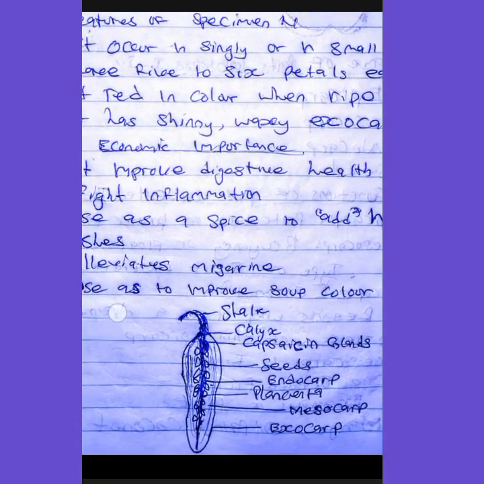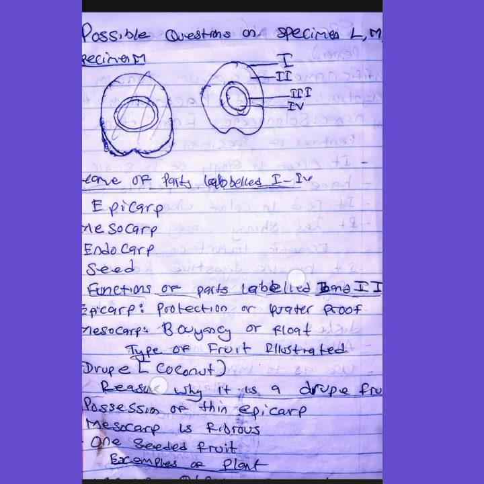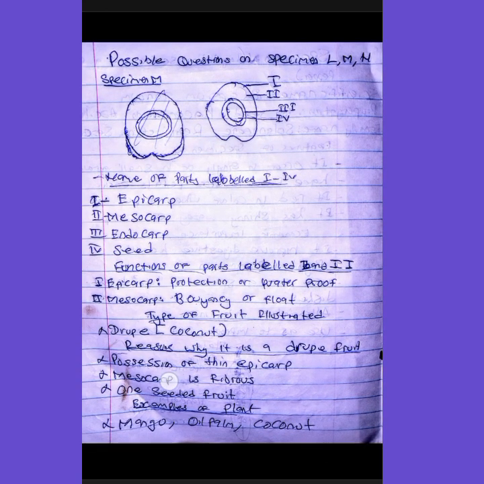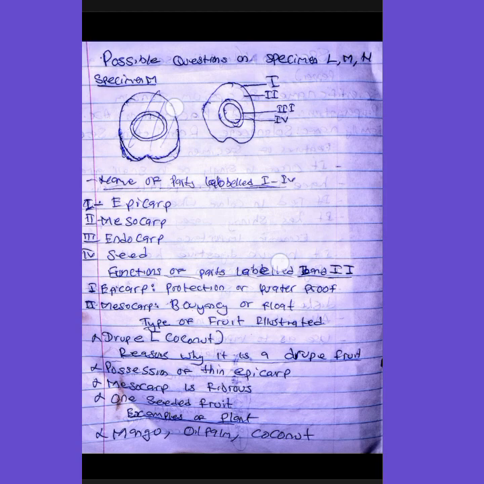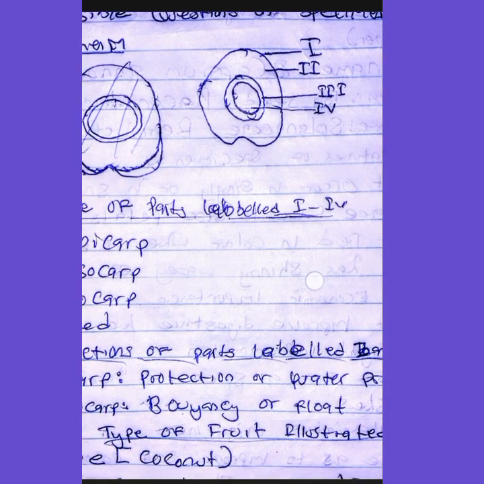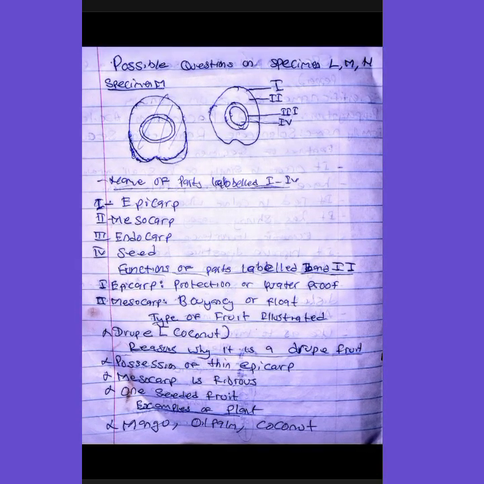Here is the diagram. Here is the stalk. There is the calyx. Here is the capsaicin gland. Here is the seed. You have the endocarp, that's the placenta, that's the mesocarp, that's the exocarp. You may have possible questions on specimens L, M, and N. You can be given a diagram like this labeled I to IV, and the question will be: name the parts labeled I to IV.